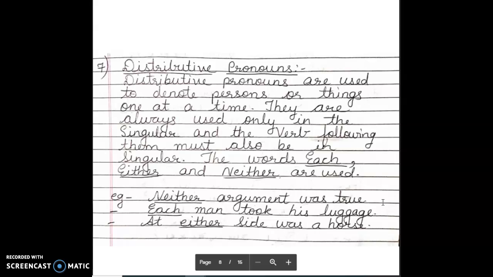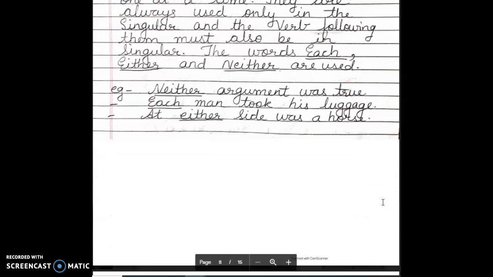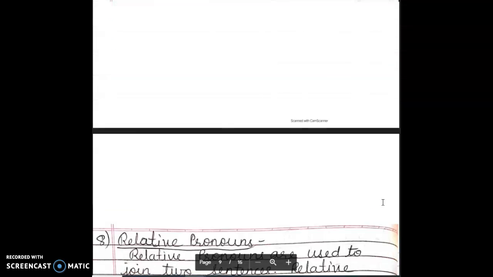These are the other examples which I have given you apart from these. So, neither argument was true. Each man took his luggage. At either side was a horse. So, neither, either, each, these all are your distributive pronouns.